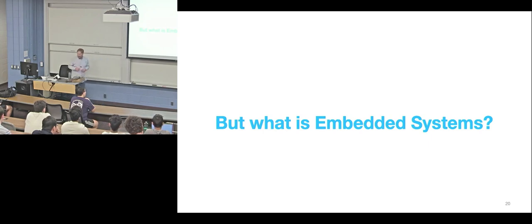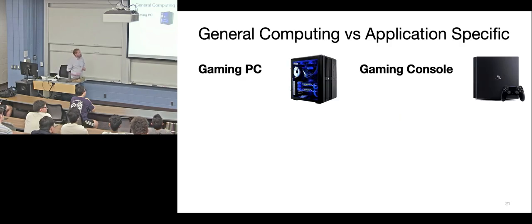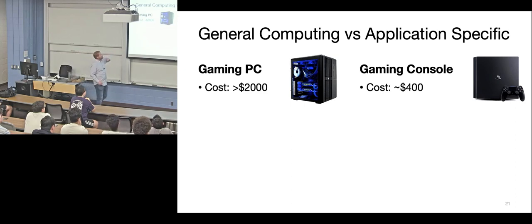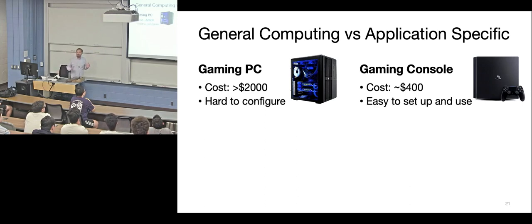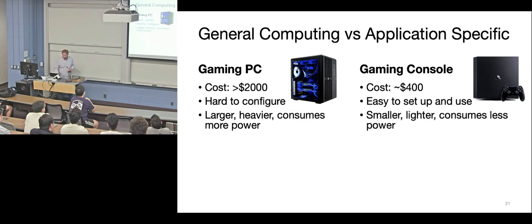But let's talk about what embedded systems are. So here's a classic example of general computing devices compared to application-specific devices. We've got a gaming PC versus a gaming console. The general computing device is higher in cost, okay? Hard to configure. At least last time I built one of these things, getting the RAM exactly correct with all the specs, even though it says it will work, is nearly impossible on the first try, at least for me. They're usually larger, heavier, with more power consumption.